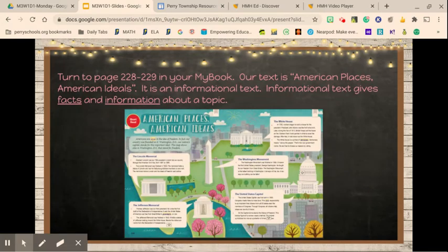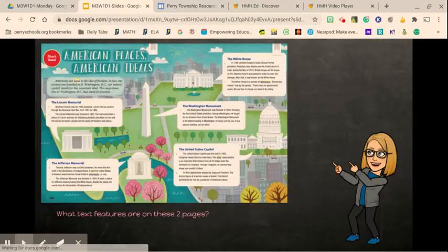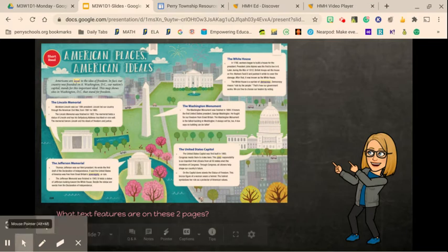All right, turn in your book to page 228, 229, and our text is called American Places, American Ideals. This is an informational text. The informational text gives us facts and information about a topic. So when I look at this, just before I even read it, I have to ask myself what text features are on this page.